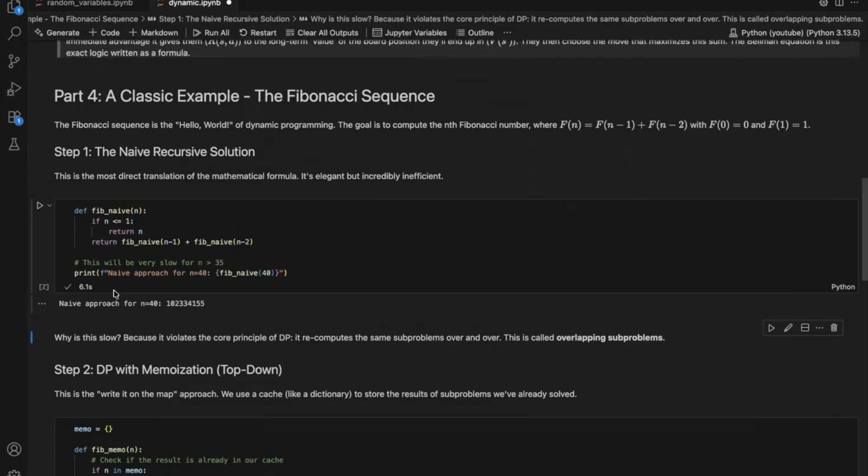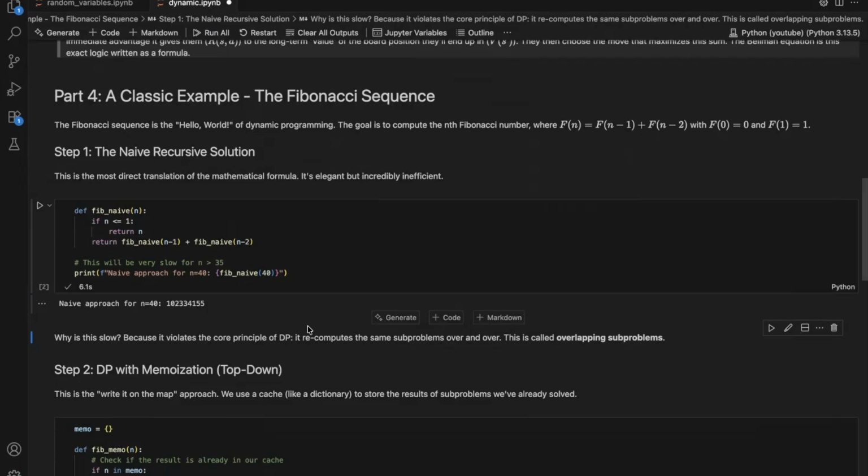So why is it this slow? Because it keeps recalculating the same values over and over again. For example, if you look at the recursion tree for calculating the fifth Fibonacci number, we calculate the Fibonacci number of 3 twice and of 2 three times, and so on. This is what we call overlapping subproblems, and it's exactly what dynamic programming is designed to fix.